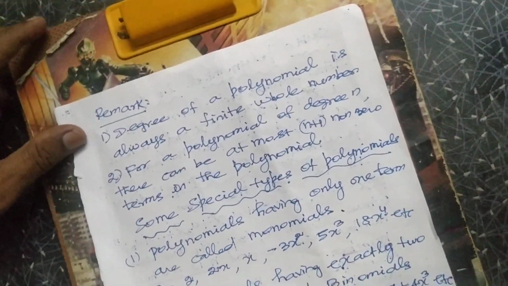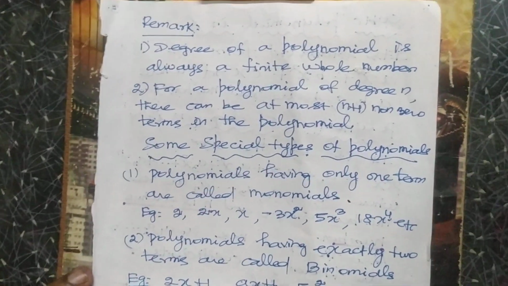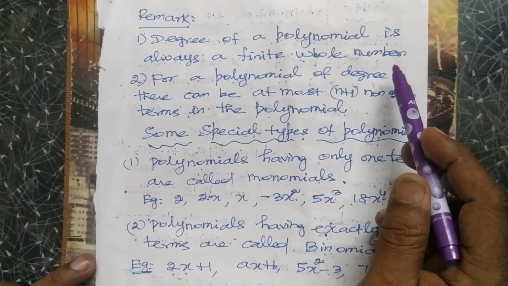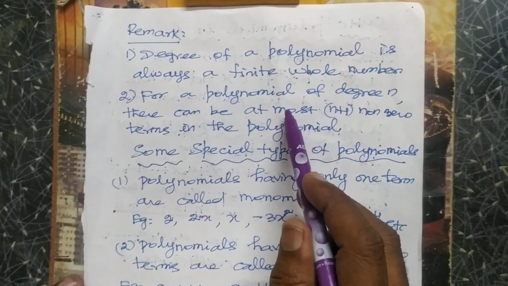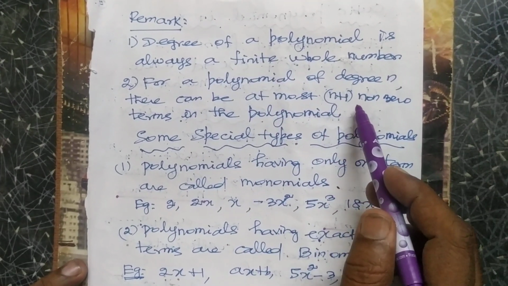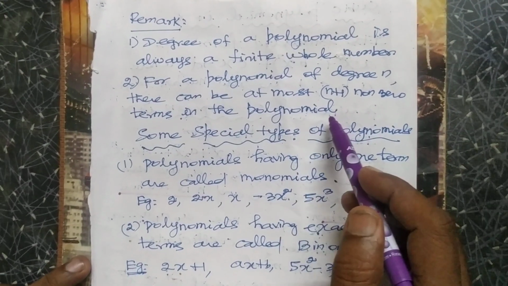Now some important remarks. The degree of a polynomial is always a finite whole number. For a polynomial of degree n, there can be at most n plus 1 terms. Degree n means a maximum of n plus 1 non-zero terms in the polynomial.